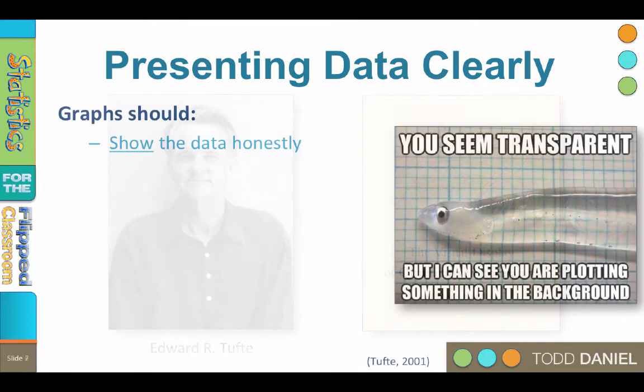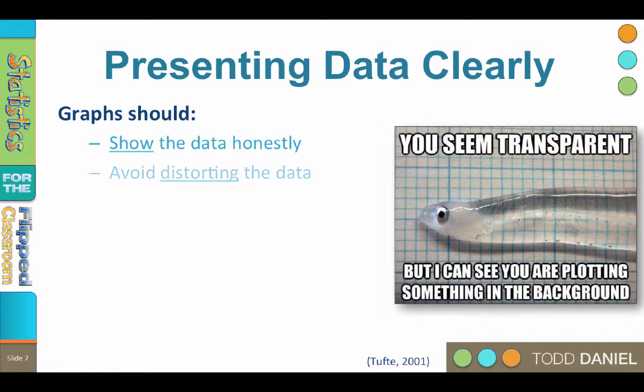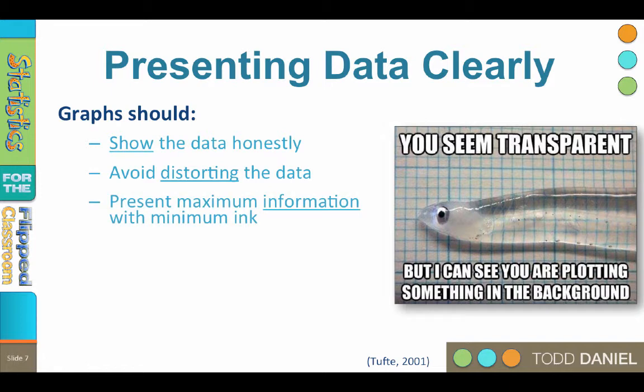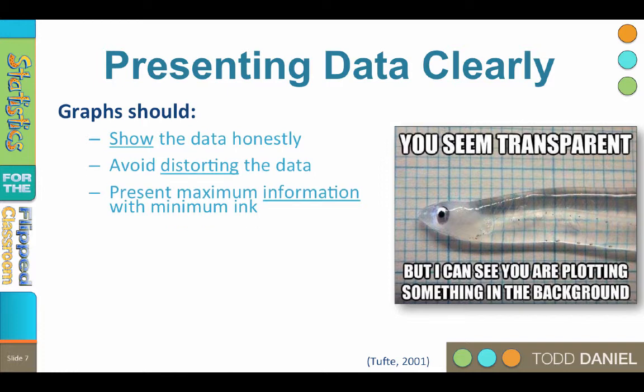In a section on presenting data clearly, Tufte offers a number of observations about excellent graphs. An excellent graph should show the data honestly, so that the meaning of the data is clear. Avoid distorting the data or creating false impressions about the findings. Present maximum information with minimum ink. Excellent graphs condense large amounts of data into an accessible form. Make large data sets interpretable.